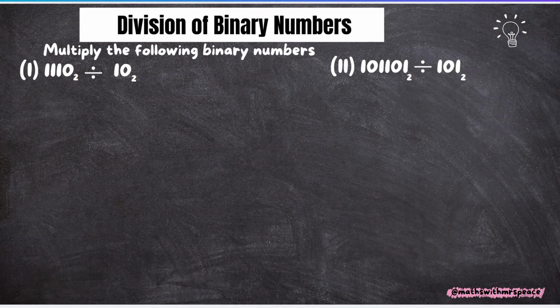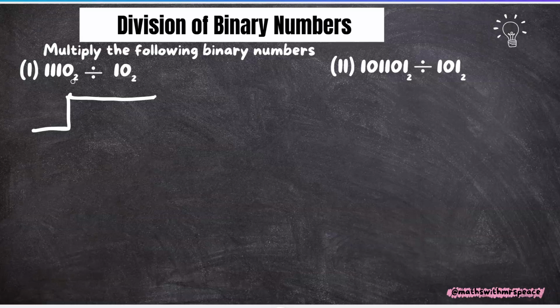Division of binary numbers can be done in two ways. In the first method, we're going to divide directly in base 2. Let's do that using the two examples that we have on our screen. To do that, we'll be using the long division method. The long division method involves 3 steps. That is divide, multiply, subtract, and then you repeat.